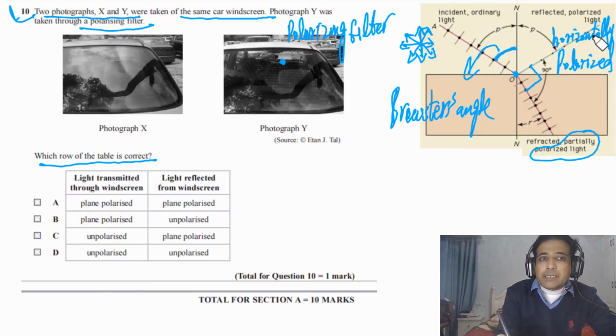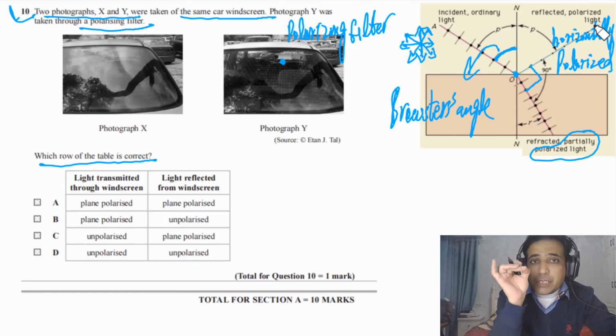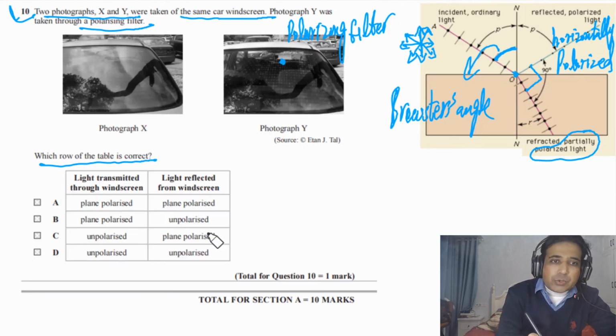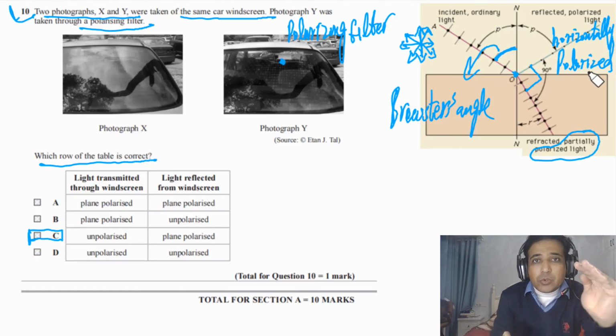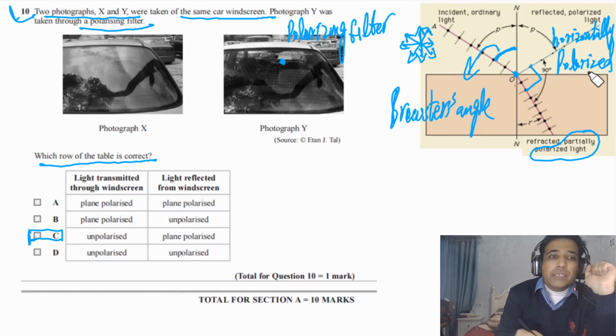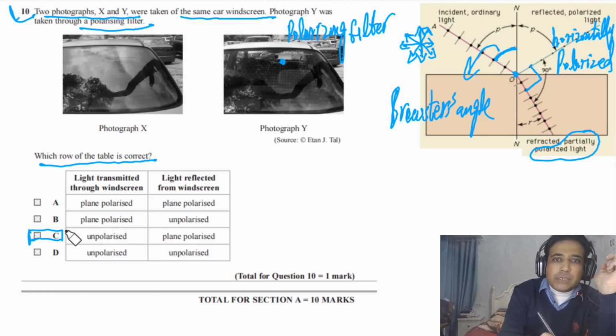And the reflected light is plane polarized. So the answer for this question has to be C, because this is horizontally polarized, meaning it can only oscillate along the horizontal. So this is plane polarized, but the transmitted light is not plane polarized. It is close to unpolarized light. So the answer for this question is C.